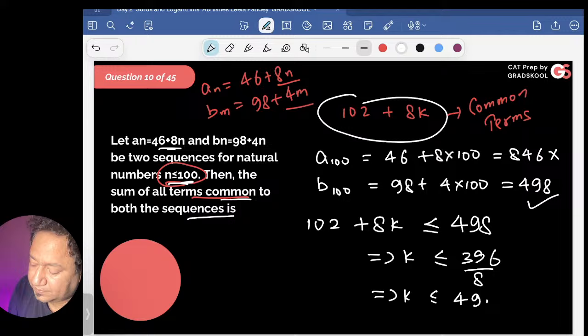K का वैल्यू 49 से ऊपर जा ही नहीं सकता. Is that right? So first term is 102 and last term is 102 plus 8 into 49. Right? Sum of all the terms.